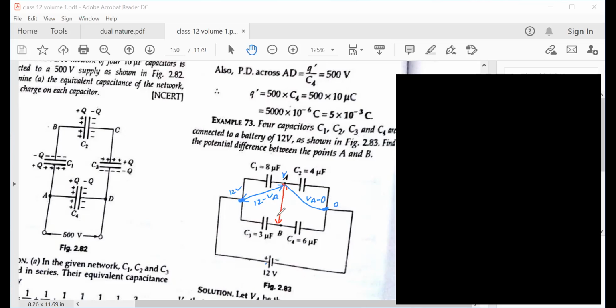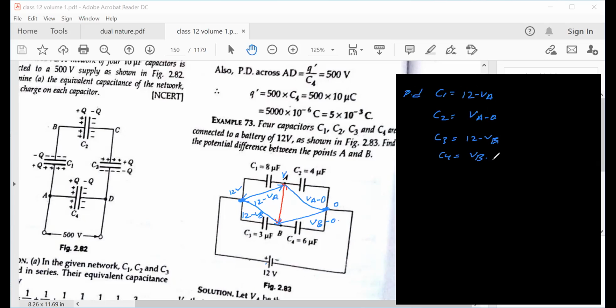It is across C2. And here C3 we'll see. So C3 is nothing but your 12 minus VB. Remember, it is 12 minus VB. And here the same thing, the potential across C4 will be VB minus 0. So I'll write here itself. The potential difference across C1 is your 12 minus VA. Okay, and C2 is nothing but your VA minus 0. And C3 is nothing but your 12 minus VB. And C4 is nothing but your VB. So these are the four different capacitors.